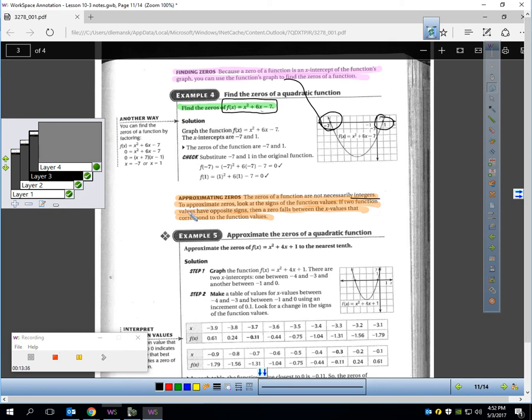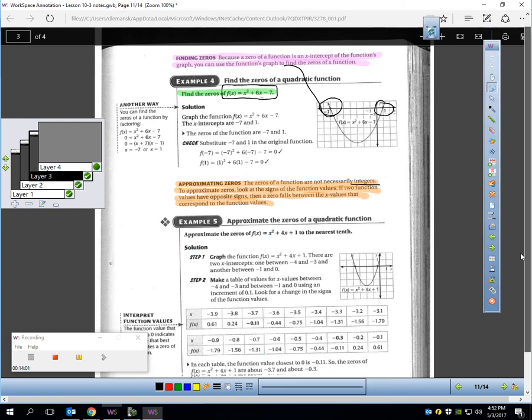To approximate zeros, look at the signs of the function values. If 2 function values have opposite signs, then the 0 falls in between the x values that correspond to the function values. So that might be losing me, so it's actually easier to show on paper or on my calculator.